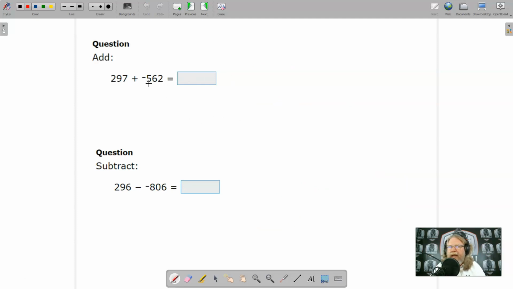297 plus negative 562. Well, I prefer addition, correct? Well, it's already addition, so this says add them together. Now, the rule is 297, positive number, and I'm adding that to a negative number, negative 562. If the signs are different, then we need to subtract them. So take the one with the greater absolute value, 562.